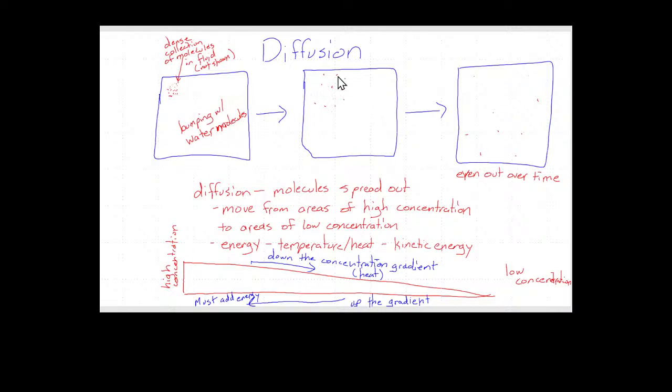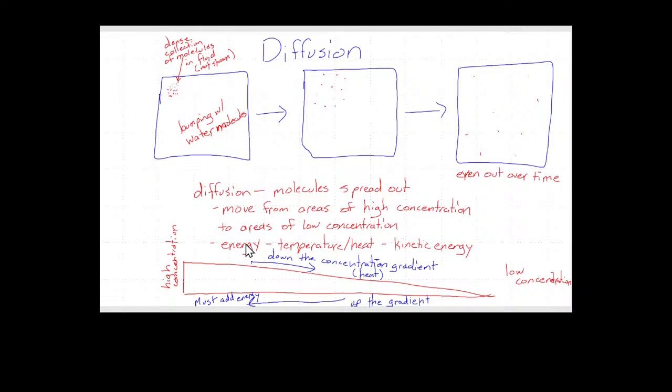So if you give it enough time, they'll bump enough that they're this far apart, and then if you give it a really long amount of time, they'll even out so that there are no areas with a much higher concentration than other areas. Okay, so diffusion. This is when molecules spread out. They move from areas of high concentration to areas of low concentration, and that's what I was drawing here.